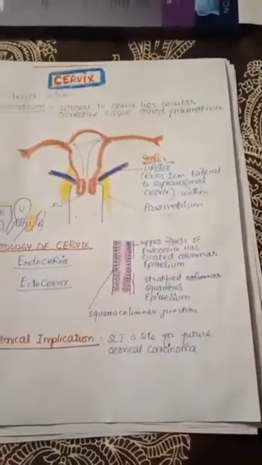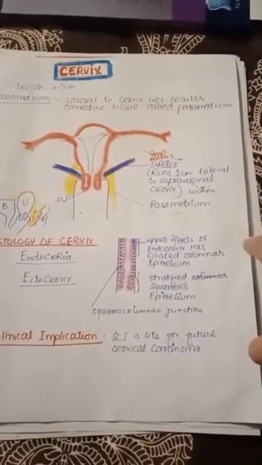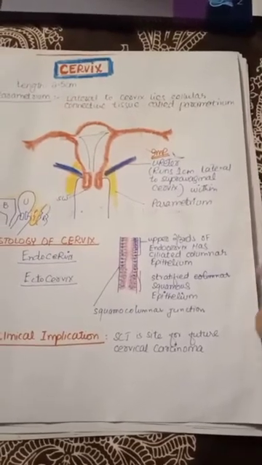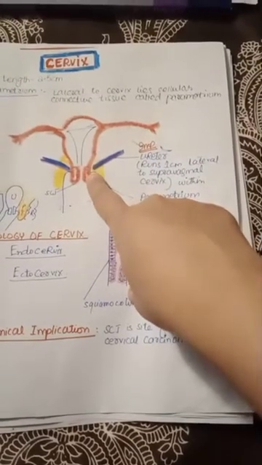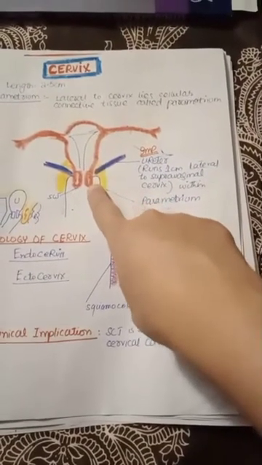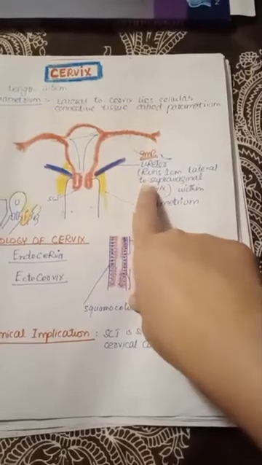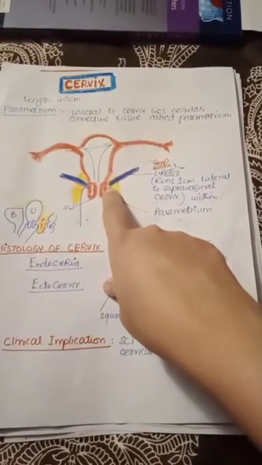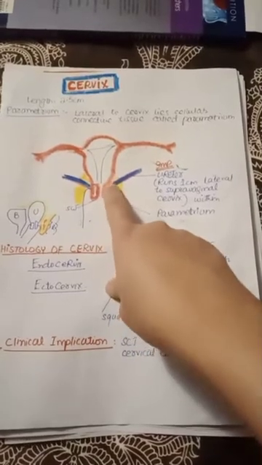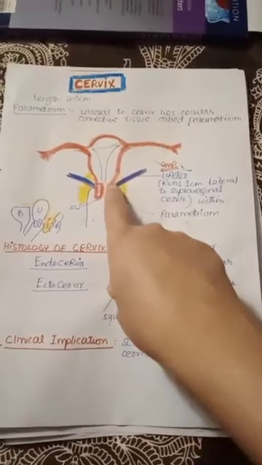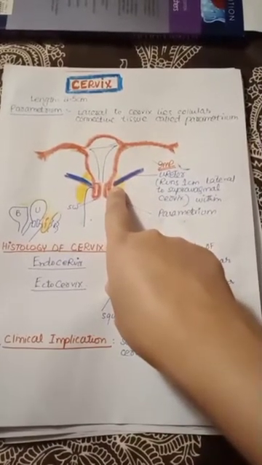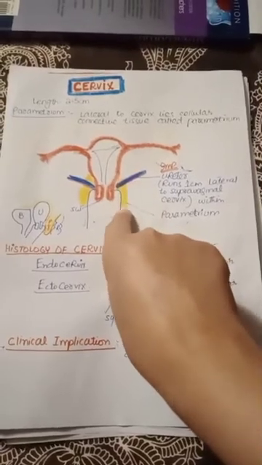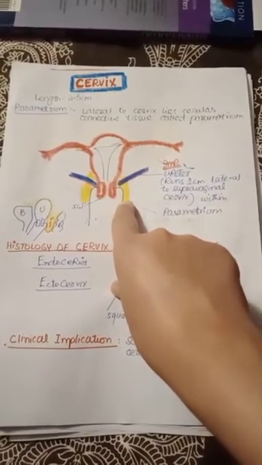A very important thing in the lecture is that you should know the course of the ureter. The ureter has some relationship with the cervix. It runs 1 centimeter lateral to the supravaginal cervix, that is the vagina, and this is the supravaginal cervix. It runs 1 centimeter lateral to the supravaginal cervix within the parametrium.